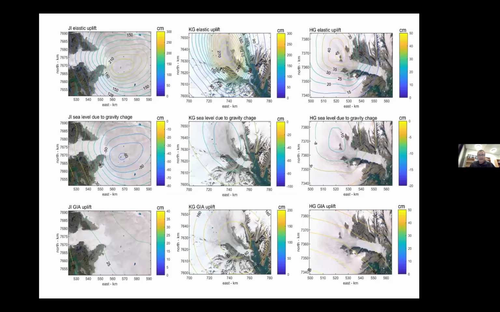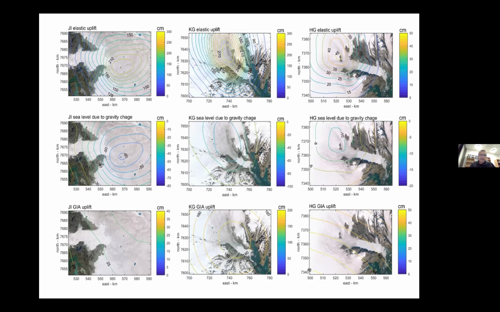Now, all this mass loss also causes land rise due to unloading, and for Jakobshavn, we have elastic uplift. This is the total elastic uplift over 120 years, and it's 2.1 meter for Jakobshavn, and for Kangerlussuaq it's approximately 2.7 meter. So we are talking about meter level of land rise.